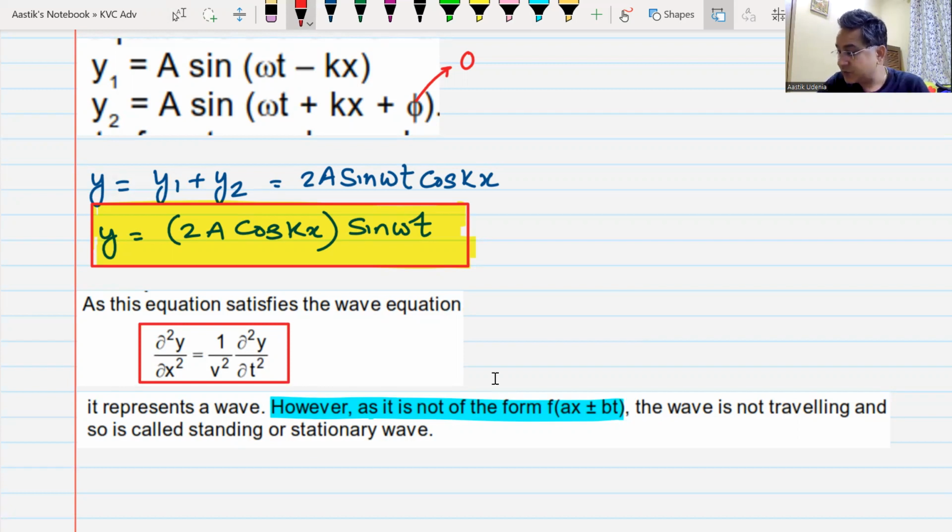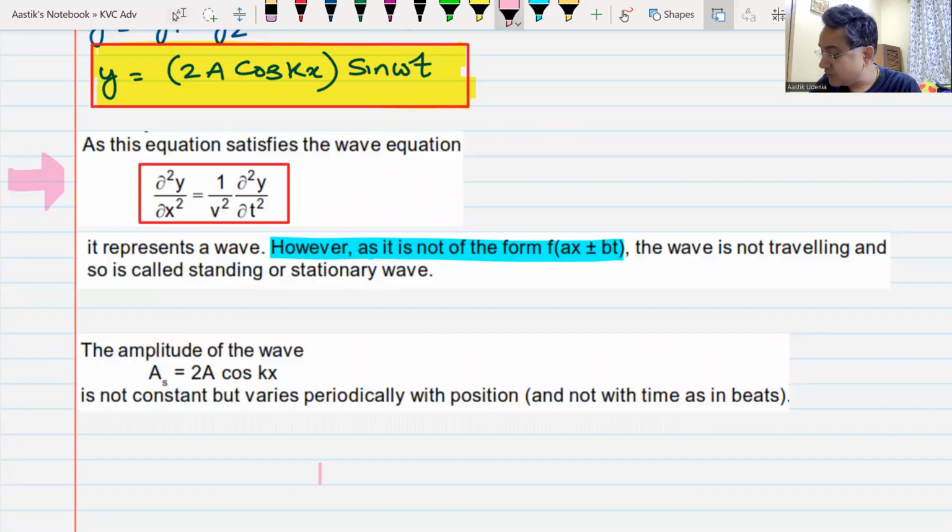Now that was point number one that we have written. Point number two is coming up on your screens. This is point number two, my dear friends. The amplitude of this wave is 2a cos kx. It does not vary with time, but it varies with position. So, depending on the position of the particle, this equation is representing the equation of all the particles of the medium at all times.